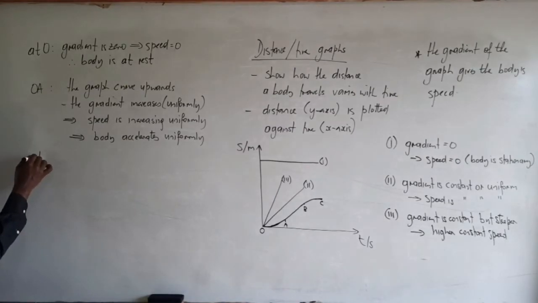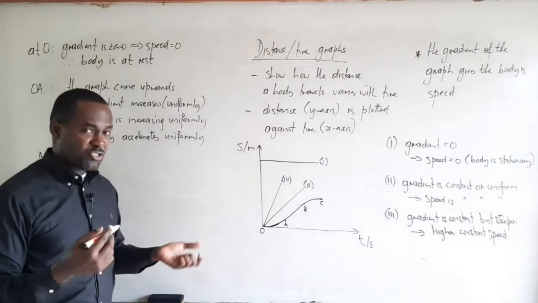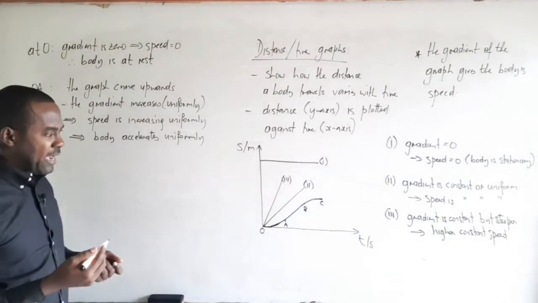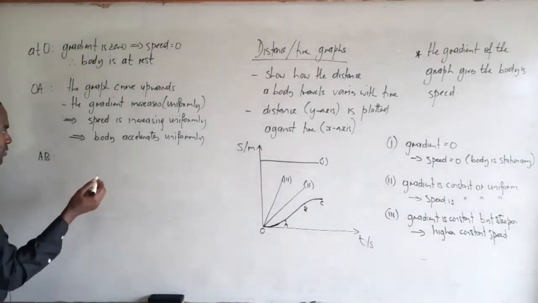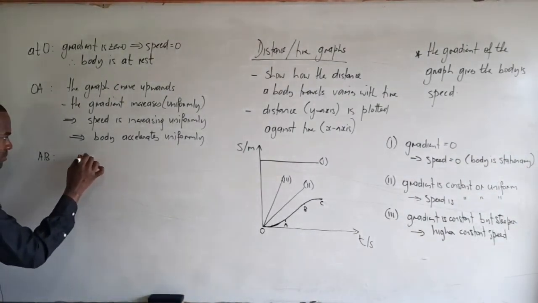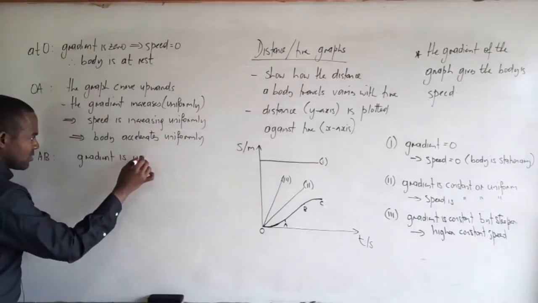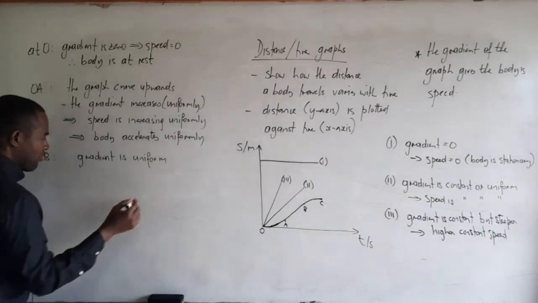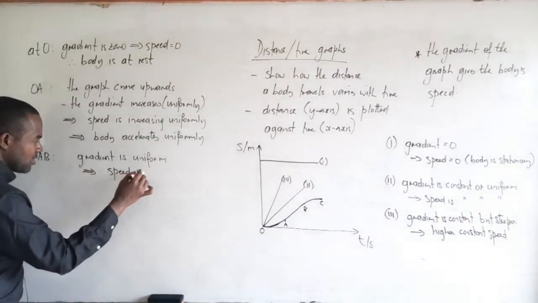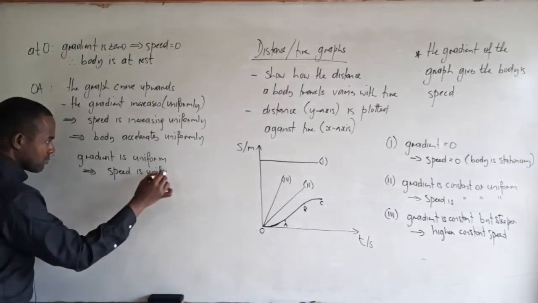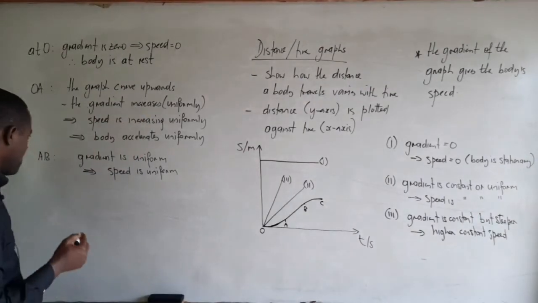So let's examine AB. Now, AB, as I mentioned before, is a straight line segment of uniform slope, right? So we say that this is a straight line segment of uniform slope. So we say that the gradient is uniform, which of course implies that the speed is uniform.